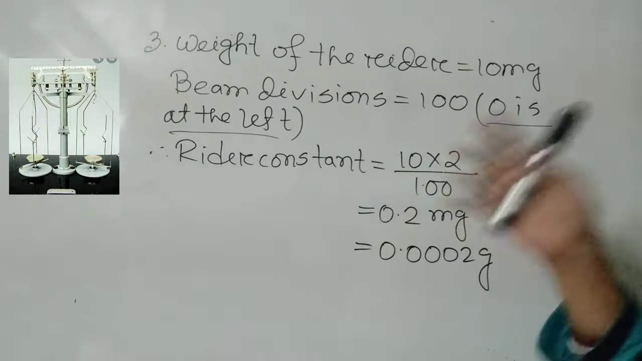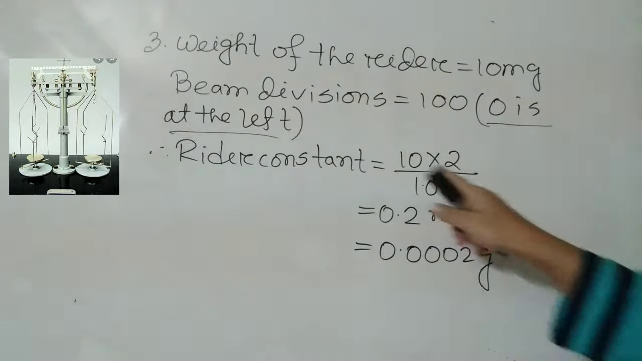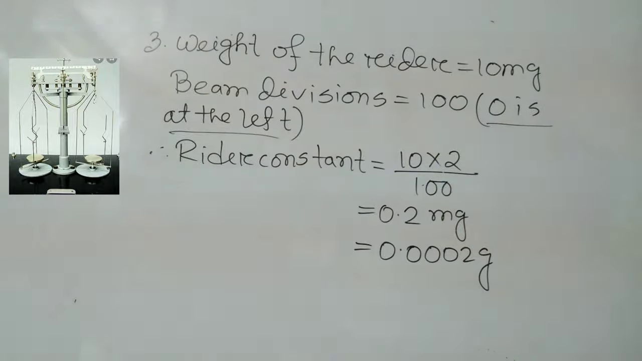If zero is at the left, then we should multiply the result by 2. But if zero is at the middle, then we will not multiply this result. That means weight of Rider divided by beam division, times 2. Okay.